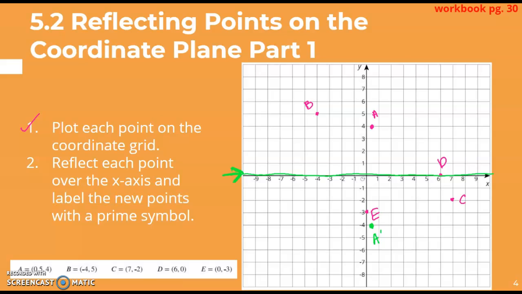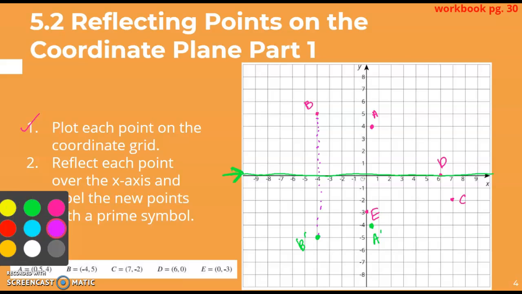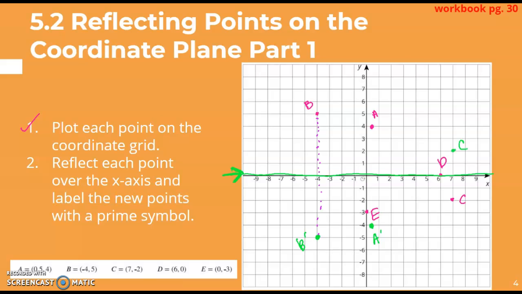For B, we're at (-4, 5). So instead of going up 5, I'm going to go down 5. So I'm going to go over -4 and down to -5. We can see that the distance is the same from the line of reflection. Here I'm 5 away, here I'm also 5 away, just in the opposite direction. All right, let's do C. C is at (7, -2), so C prime is going to be at (7, 2).